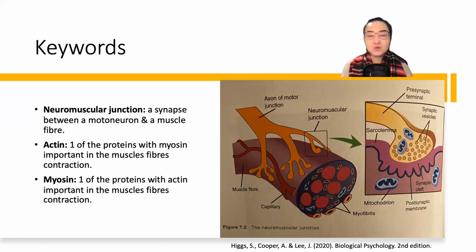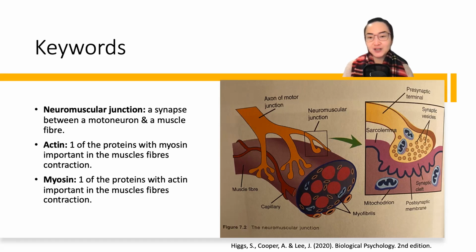Actin is one of the proteins, with myosin, important in the muscle's fibrous contraction. Myosin is one of the proteins, with actin, important in the muscle's fibrous contraction.